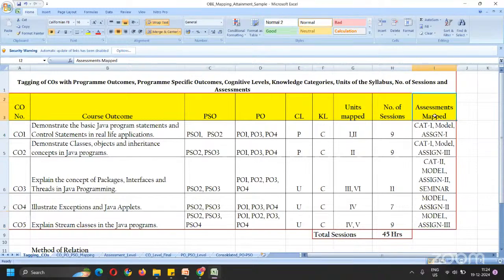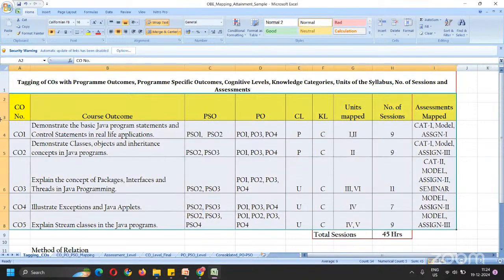Before the beginning of any semester, a teacher prepares this comprehensive detail about the course. We call it the tagging of COs with program outcomes, program specific outcomes, cognitive levels, knowledge categories, unit of syllabus, the number of sessions you are going to handle, and what assessment I am going to use to measure the attainment of the respective COs. So this is the first process. You have to prepare it before entering into the mapping and attainment process of outcome based education.